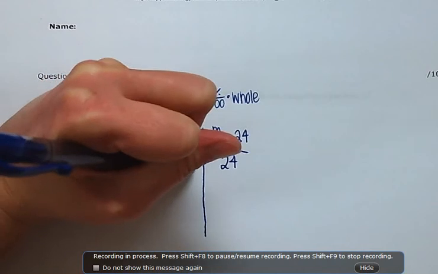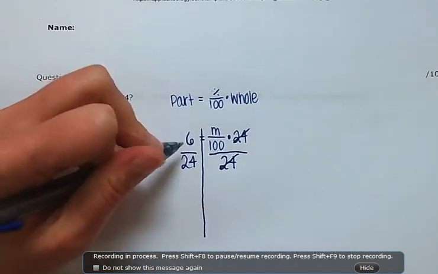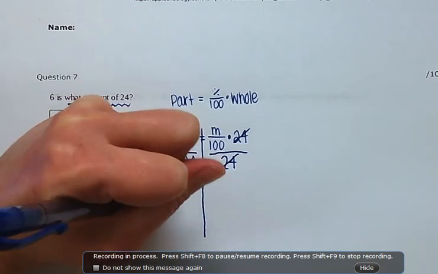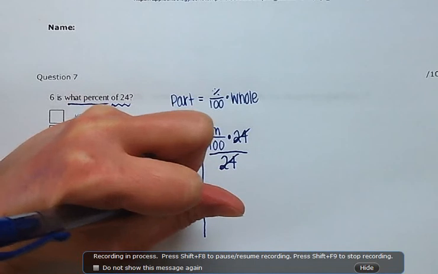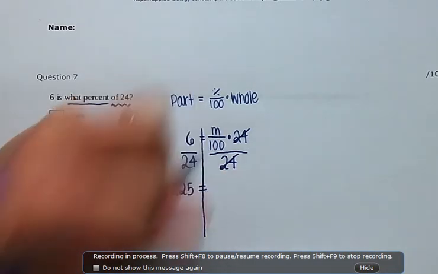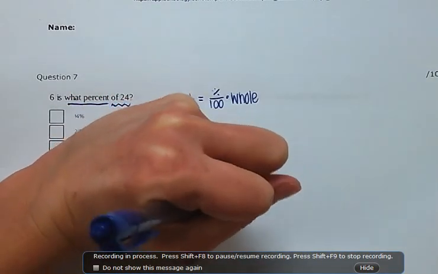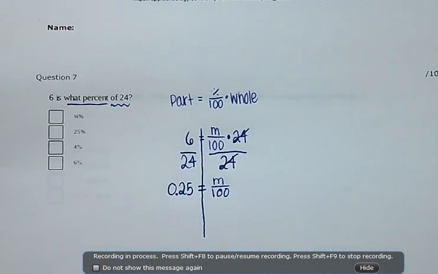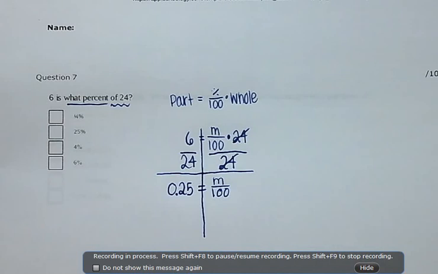And when I do that, it cancels it out on the right side. On the left side of my equation, 6 divided by 24 gives me the decimal 0.25. But notice we still have m over 100 on the right side of the equal sign, the right side of our equation. So now I have the equation, now that I got rid of 24, 0.25 equals m over 100.